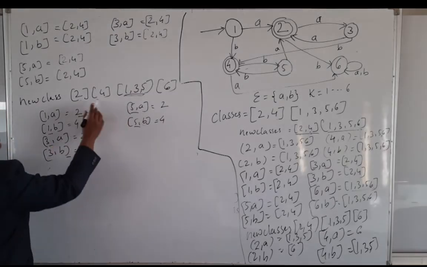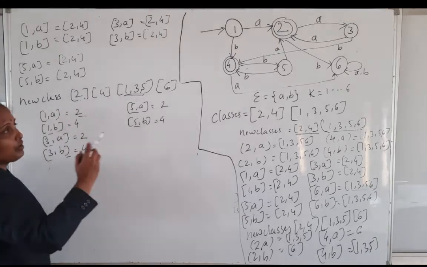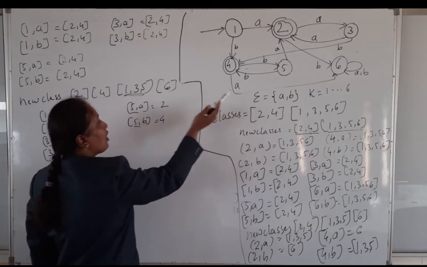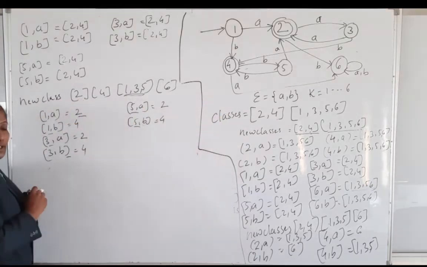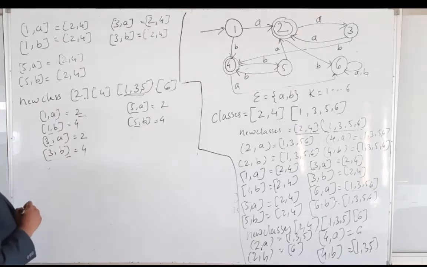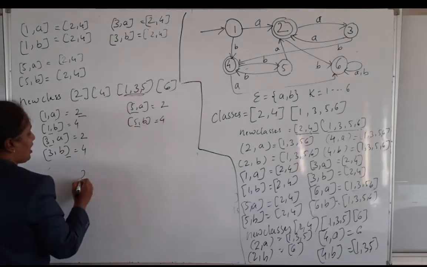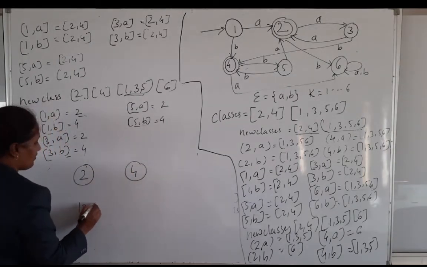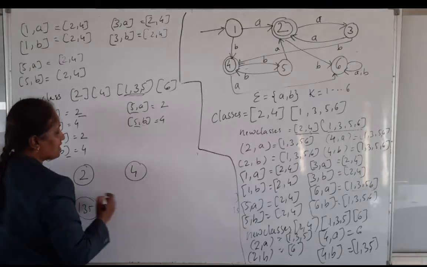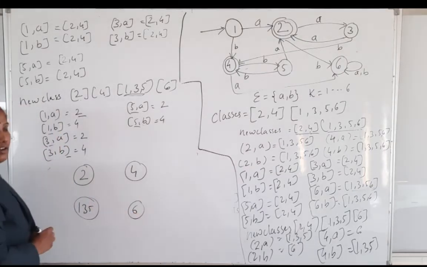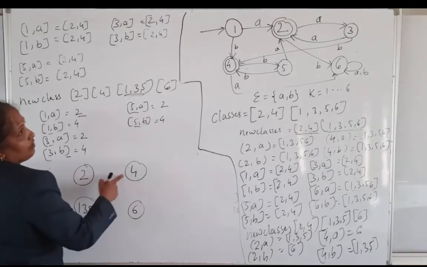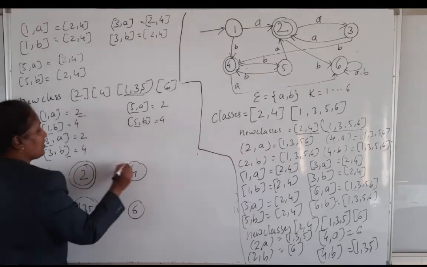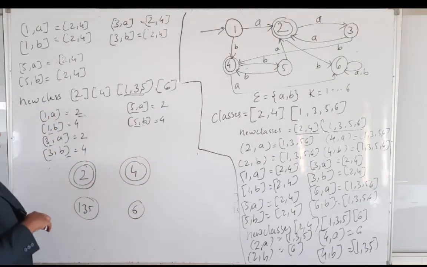So now how many states do I have? 1, 2, 3, 4. The original DFSM has 6. Now I reduced that to 4 states. So draw the transition diagram for this. I'll write the second state, the fourth state, then 1, 3, 5 will be considered as one state, and 6 is another state. So 2 and 4 are the final states in the given DFSM. So those become the final states of the minimized DFSM also.